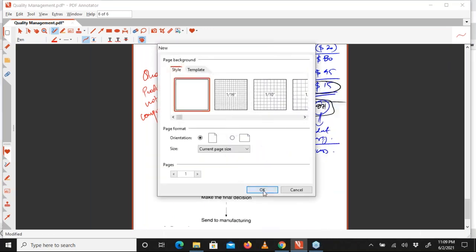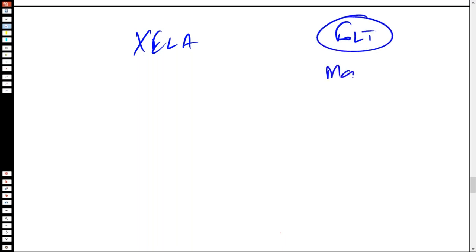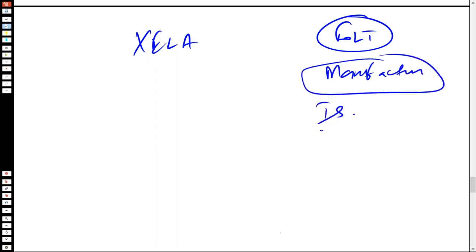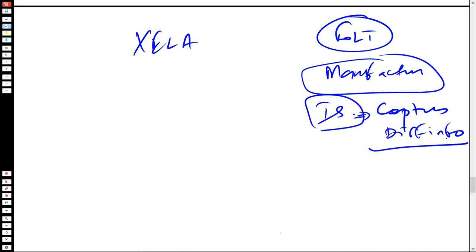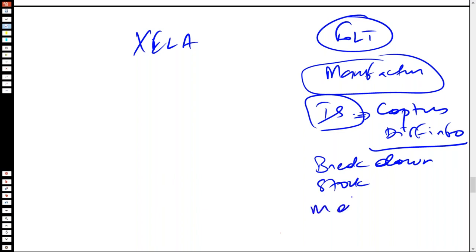Now, see, this is Zela manufacturing. This is Fault. When we manufacture, we have got our information system. What is an information system? It captures different information. What is that different information? It could be a lot of things. It could be production breakdown. It could be the stock out position. It could be the material returns, etc.